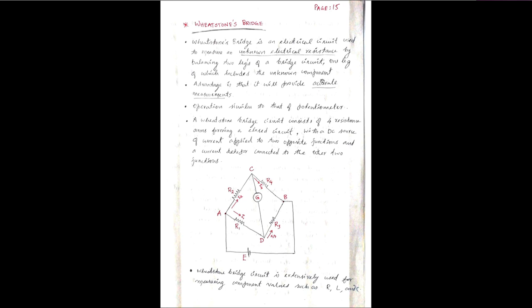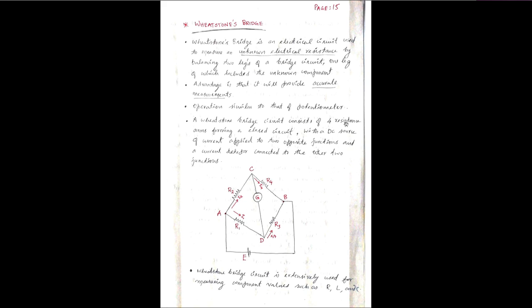One leg will have the unknown component, and then we balance that bridge. That is Wheatstone's bridge. Okay, it is mainly used for measurement of electrical resistance. The major advantage is that it produces accurate measurements, and the operation is similar to that of a potentiometer. And this is the circuit of a Wheatstone's bridge.